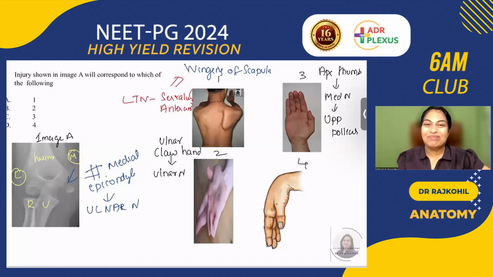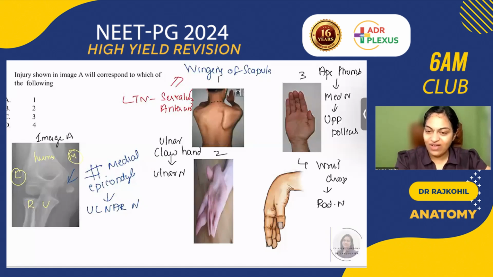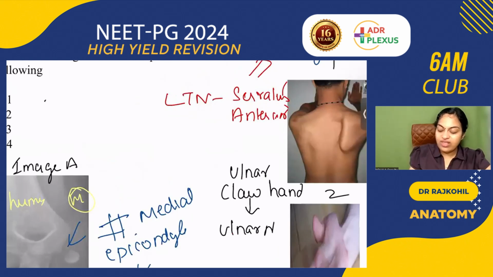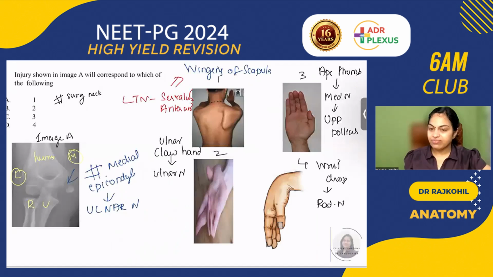And image 4, what is it? That's the wrist drop, and the nerve involved will be the radial nerve. Is that fine? Now you are going to tell me additional questions. Fracture of the surgical neck of humerus: what nerve do you expect? It's all rapid fire. Axillary nerve, so atrophy of the deltoid muscle and the regimental badge anesthesia.